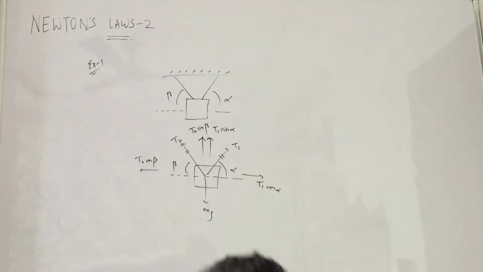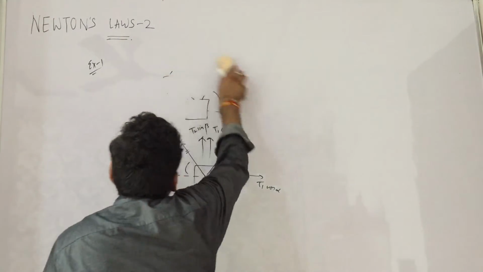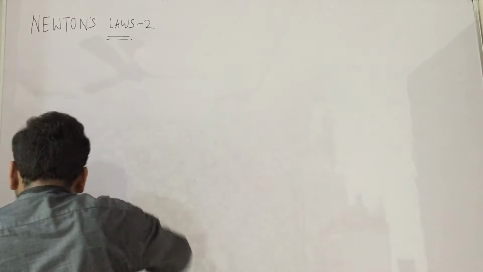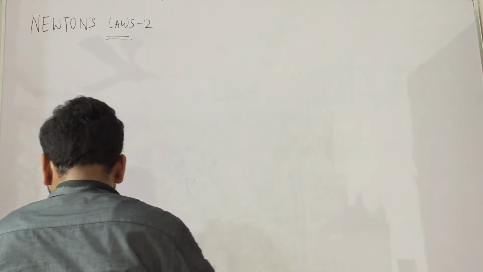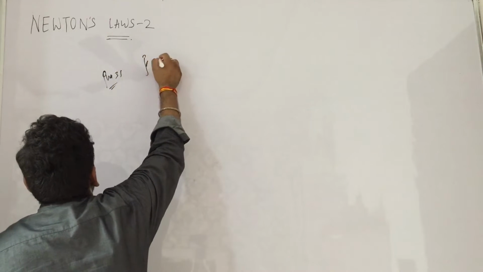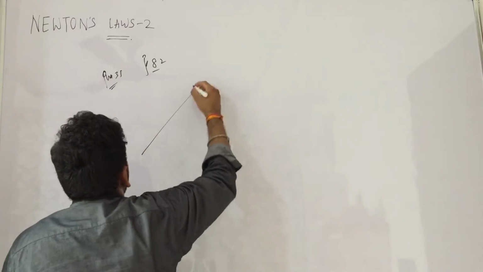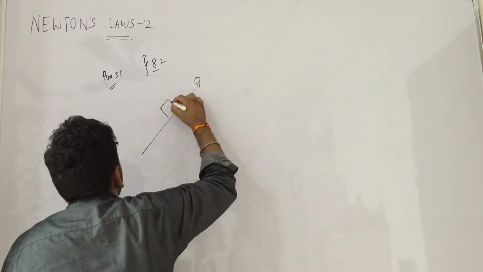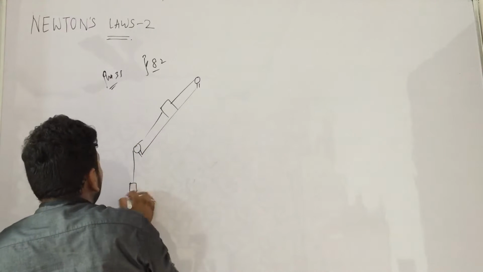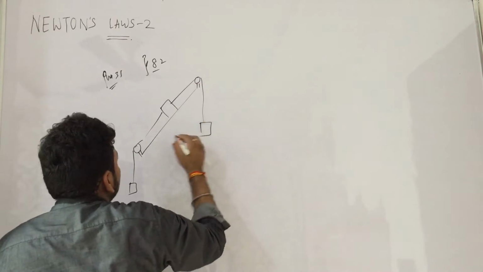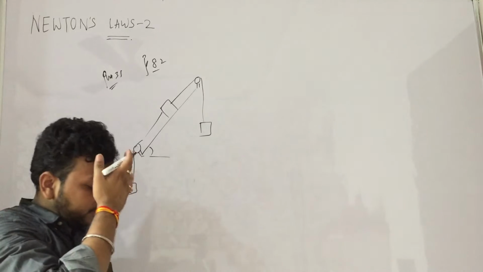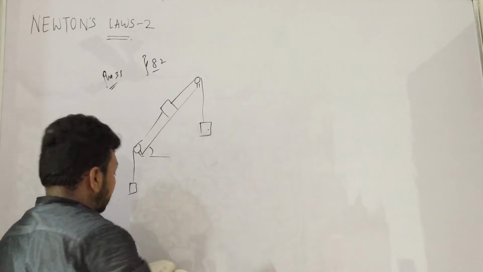Let us take question number 35 from page number 82. So it goes like this. There are three masses, the angle is given, masses are given, and we have to find the acceleration of this mass.